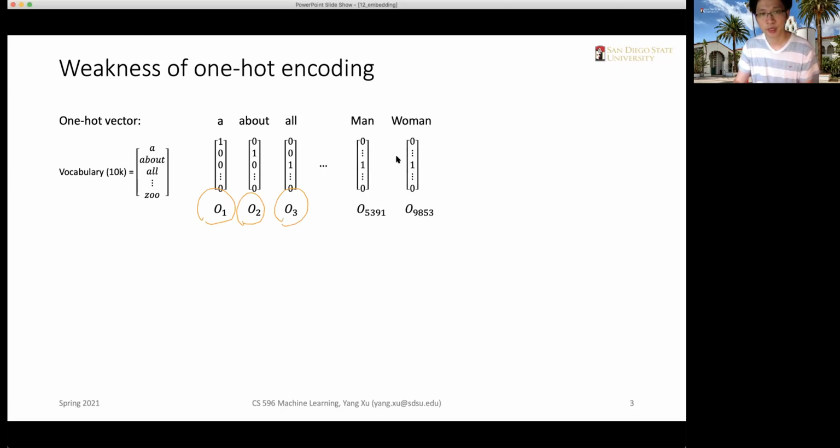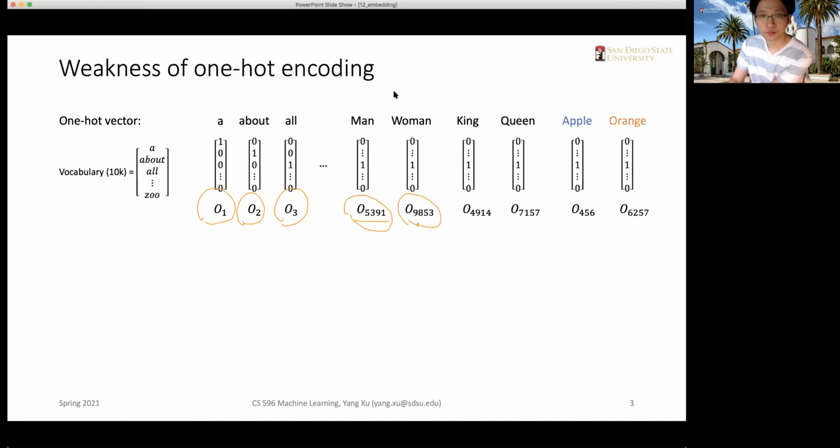For example, the English words man and woman. If man appears at the 5,391st position, it will be indicated by this one-hot encoding vector, and woman is indicated by this one-hot vector. King, queen, apple, orange are all encoded in a similar way.